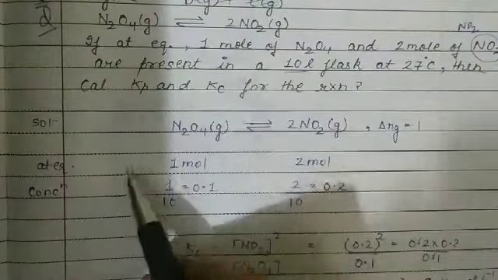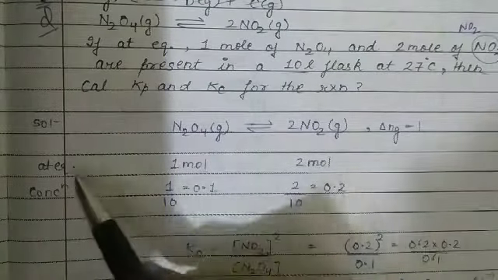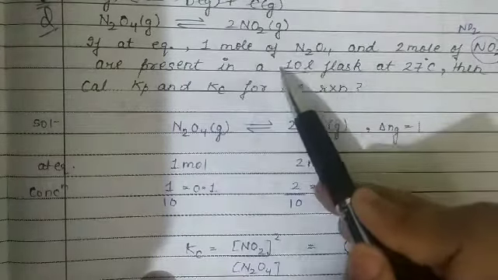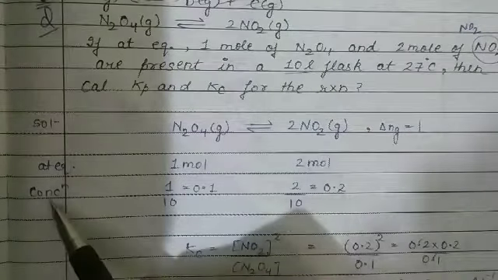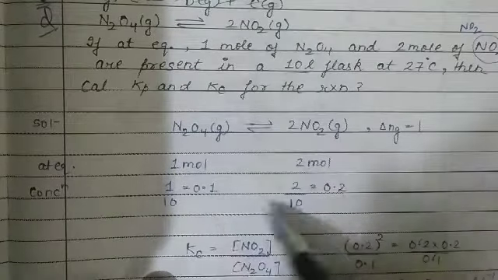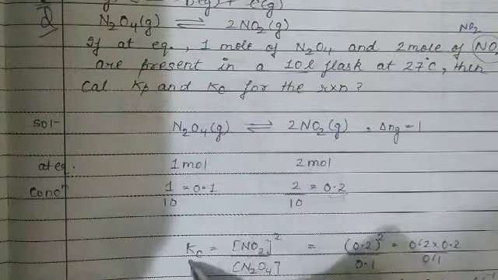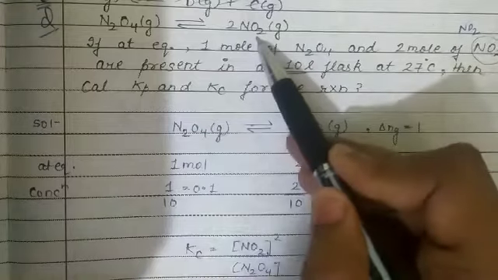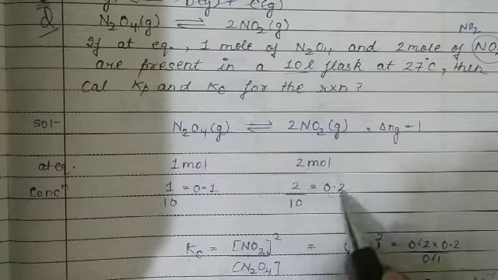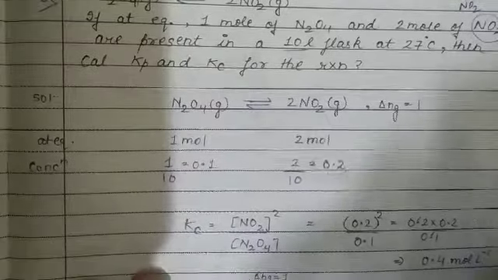See, it is given at equilibrium. So at equilibrium the number of moles of N2O4 and NO2 was given: 1 mole and 2 moles. Now the reaction takes place in a container of 10 liter flask. So concentration will be number of moles per unit volume. So it will be 1 by 10 and 2 by 10, so it is 0.1 and 0.2. As we have to find Kc, Kc will be the concentration of NO2 squared divided by the concentration of N2O4. So it is 0.2 squared upon 0.1. So the value of Kc for this reaction is 0.4 mole per liter.